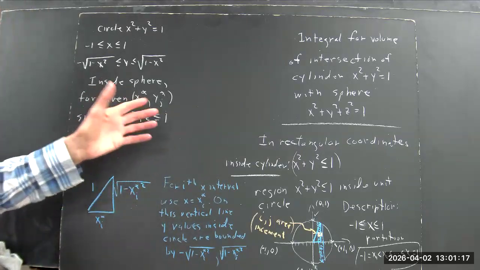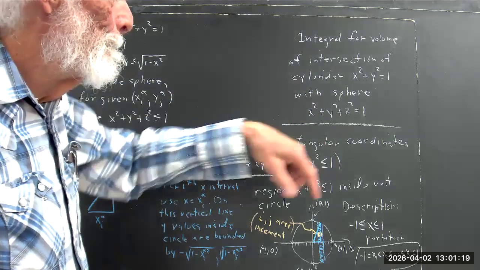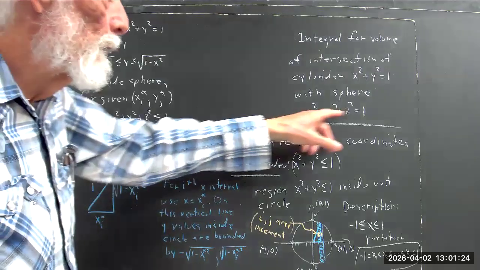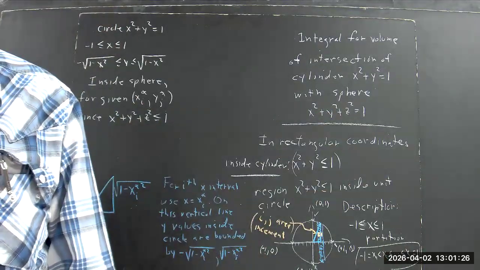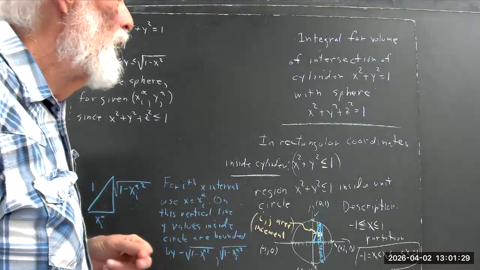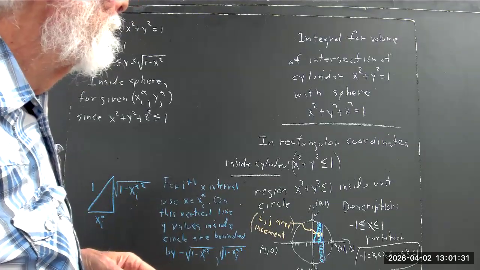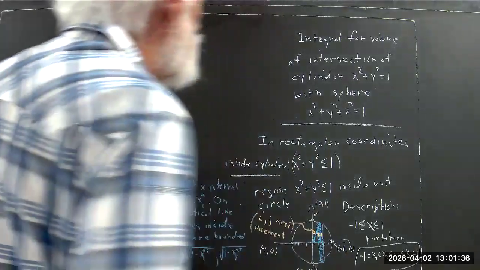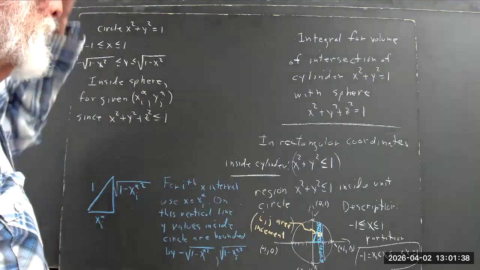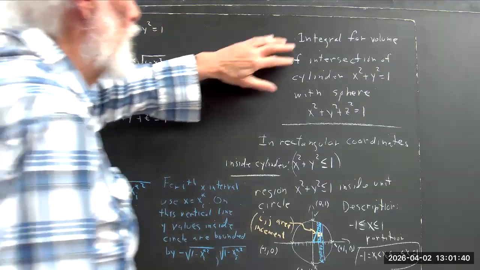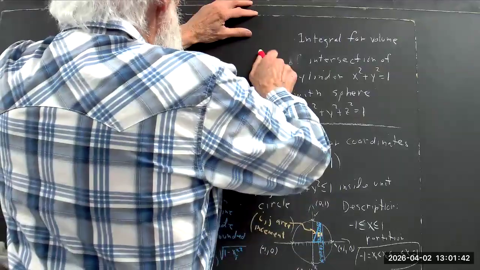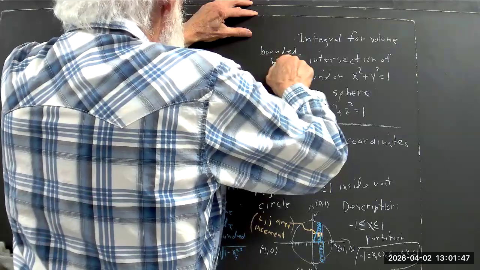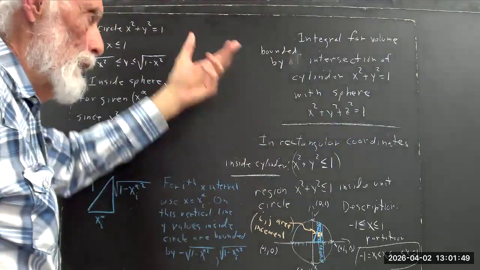Now, the sphere consists of all the points inside, right? And really, I should have written, no, it said volume of the intersection, should have said volume bounded by the intersection, okay?